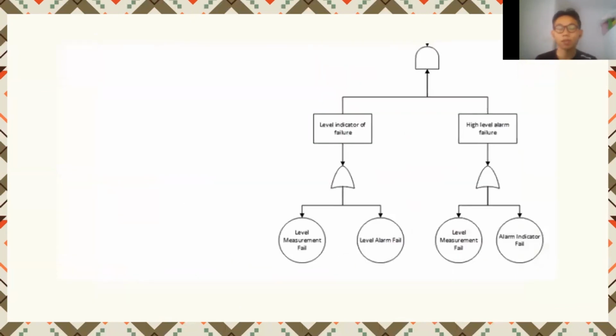If the operator is not aware of the high level, it is the combination of events from the level indication failure and high level alarm failure. Level indicator failure is the result of either level measurement failure or level alarm failure, while the high level alarm failure is contributed by the level measurement failure or alarm indicator failure.